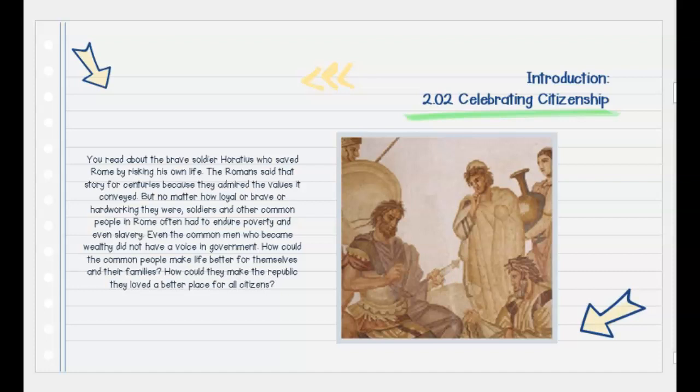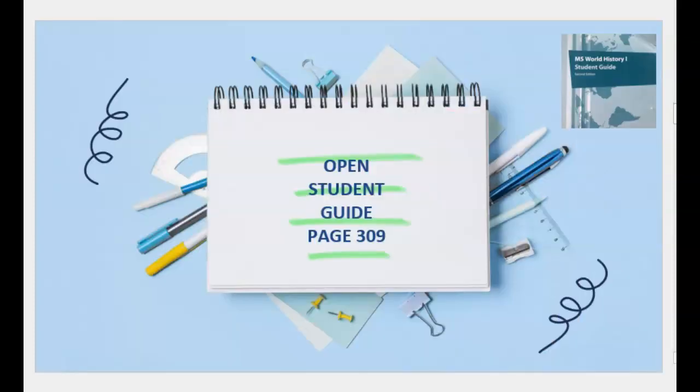How could the common people make life better for themselves and their families? How could they make the republic they loved a better place for all citizens? So go ahead and open your student guide to page 309.